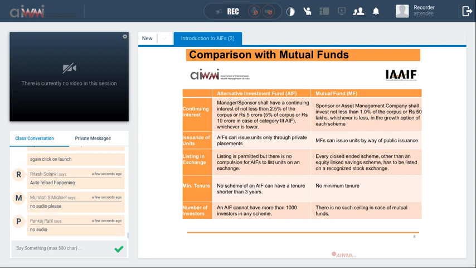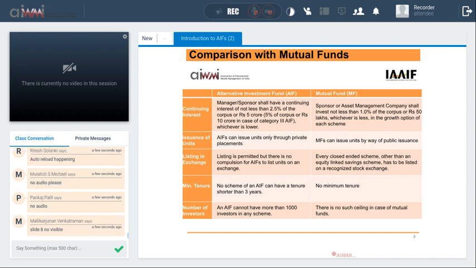Now, mutual funds, I think this is a very, very important difference. If you look at a mutual fund, the units can be subscribed by way of a public issuance. What I mean by a public issuance is that mutual funds can offload their units in the broader market publicly. They can do public advertisements, and they can reach out to all and sundry without any restrictions. An AIF cannot do that.